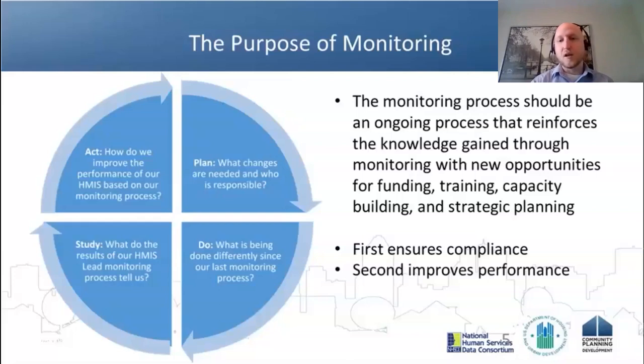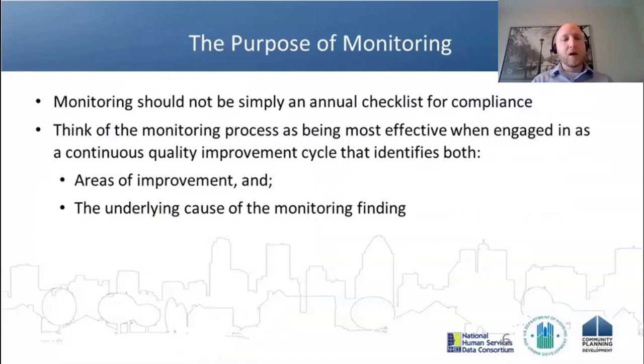So it's a general monitoring process. It could be applied to a whole host of different questions, but it's really meant to give us an understanding of our baseline, and make sure that we're A, compliant, and B, meeting the performance criteria that the COC is setting out for the HMIS lead.